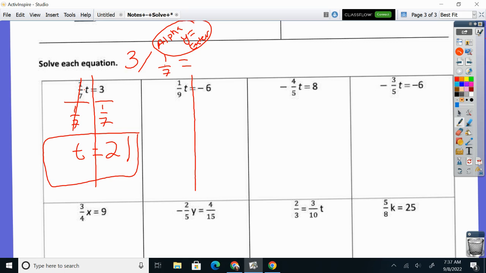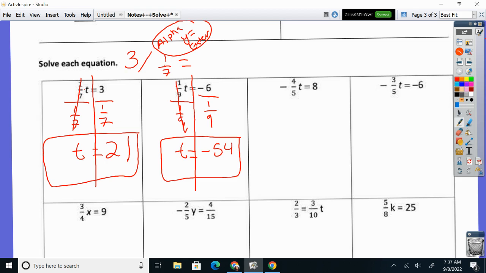So this is 1/9 times t. 1/9 times t equals -6. So the opposite of multiplication is to divide by 1/9. So t equals, and you put this in the calculator, -6 divided by 1/9, and it will give you -54. Okay? Now, you can only do it this way if you're putting it in the calculator. If you're trying to do it by hand, talk to your math teacher. Okay? I'm just showing you how to do it in your calculator.